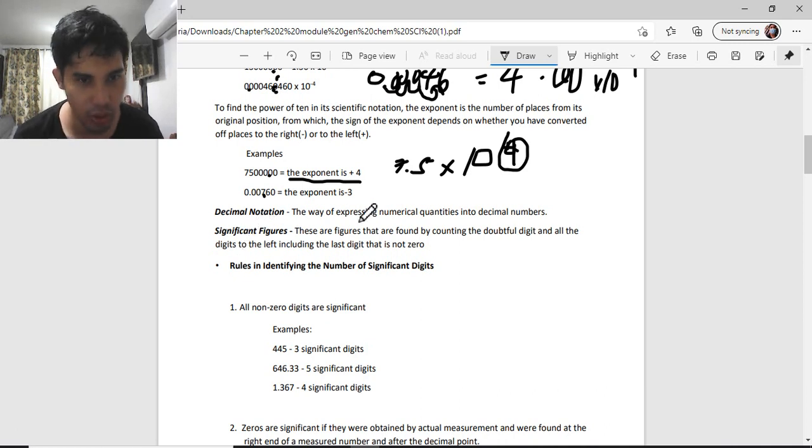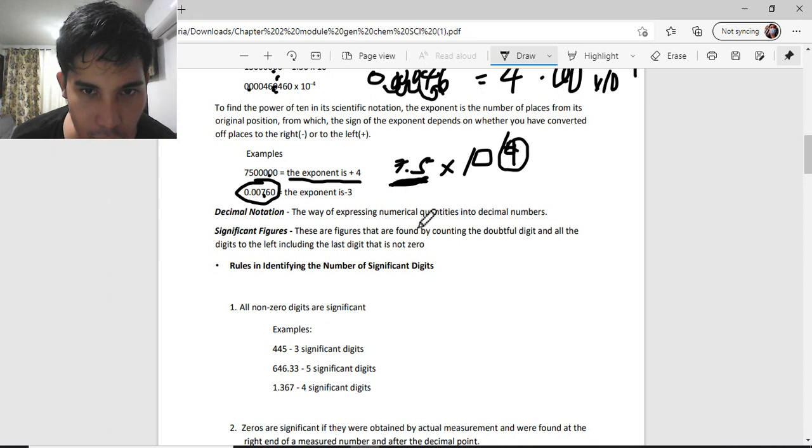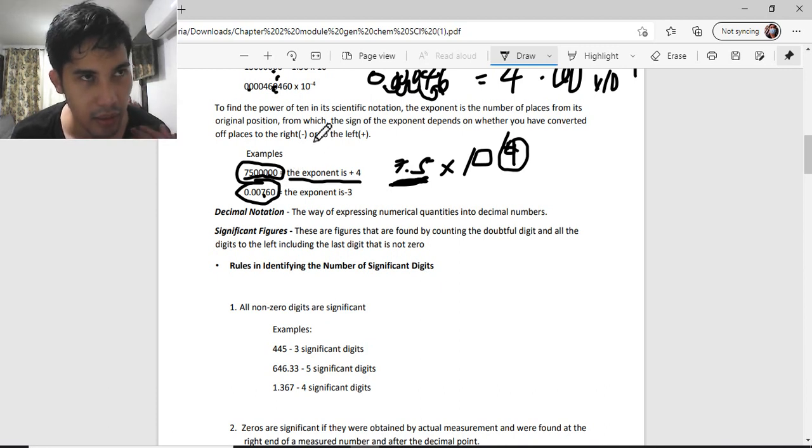Next, your decimal notation. Decimal notation is the way of expressing numerical quantities as decimal numbers. How do you convert scientific notation into decimal notation? It is really easy. If your exponent is positive, expect that your value will become greater. This is its original value or decimal notation. Therefore, you need to make it bigger 4 times: 1, 2, 3, 4.